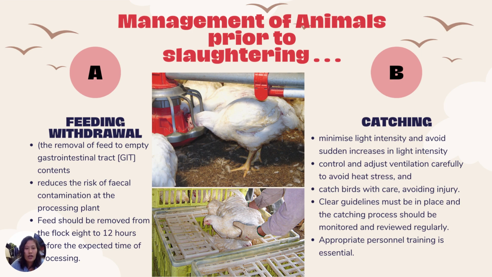The second is catching. To minimize light intensity and avoid sudden increases in light intensity. Can control and adjust ventilation carefully to avoid heat stress of the broilers. To catch birds with care, avoiding injury. So there are clear guidelines in place, and the catching process should be monitored and reviewed regularly. So it is essential to have appropriate personnel training.